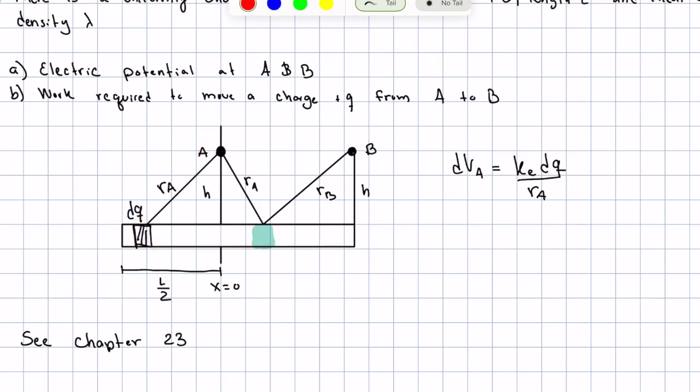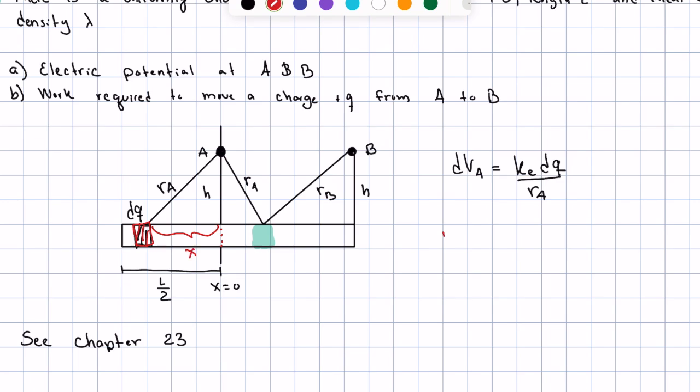I'm going to define this point here in the middle as x equal to 0. I'm then going to define x as being the distance from x equal to 0. So for instance, down here, x is equal to L over 2 because this has length L over 2. This point here is x equal to negative L over 2. So what I'm going to do then is say, well, this space between my little piece of charge dq and my center point here, this I'm going to call x.